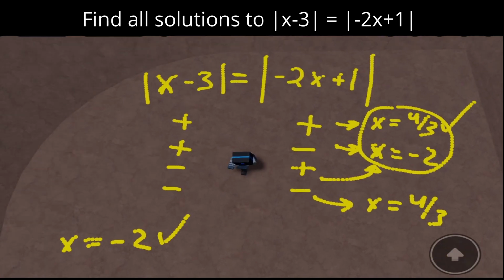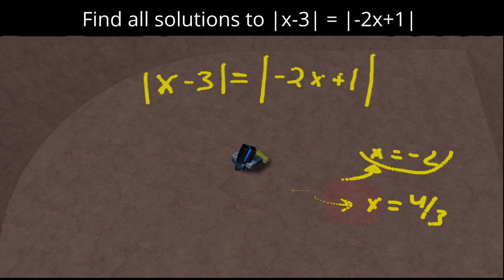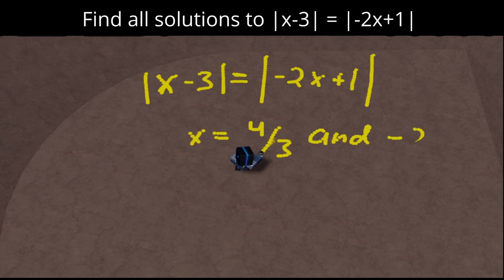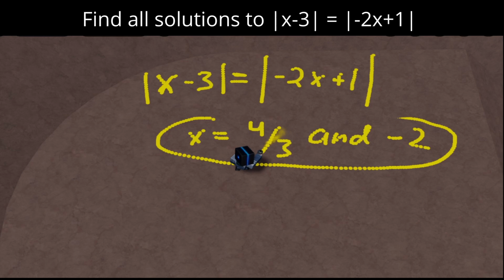So in other words, I'm just going to erase all this here. Our final answer is that x is equal to 4/3, and it's also equal to negative 2. So this time, when we checked our answers, we found that both of them were valid. We did not need to cross any answers off.